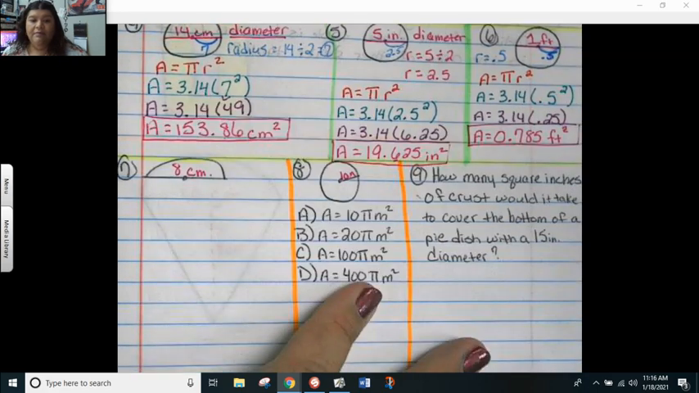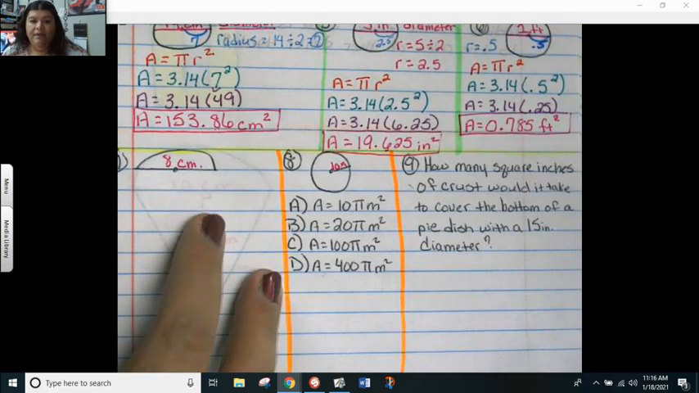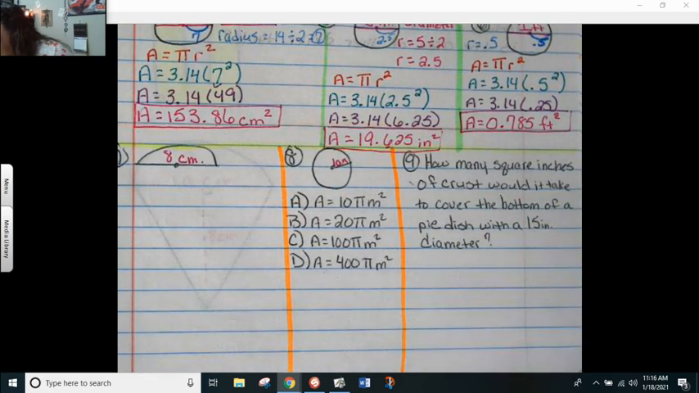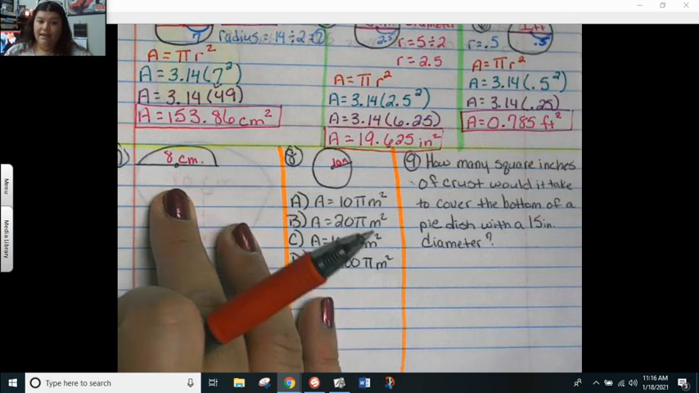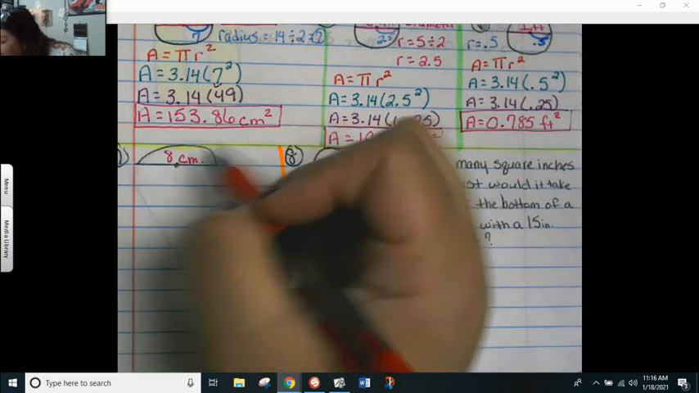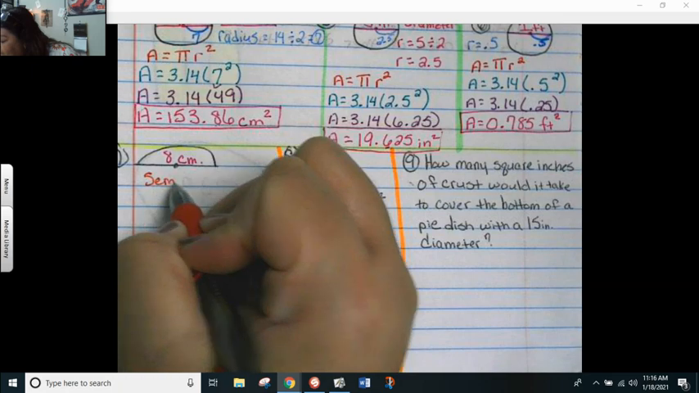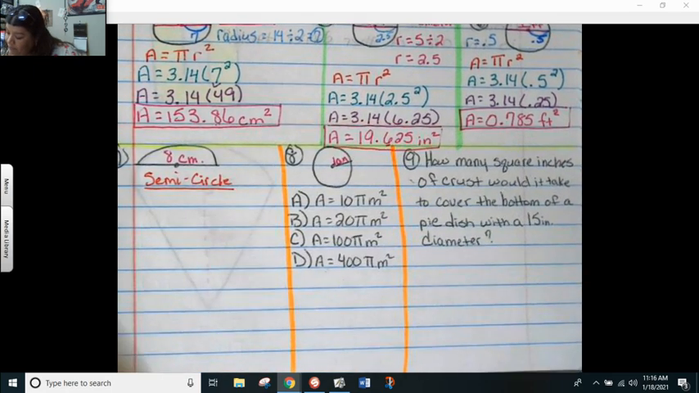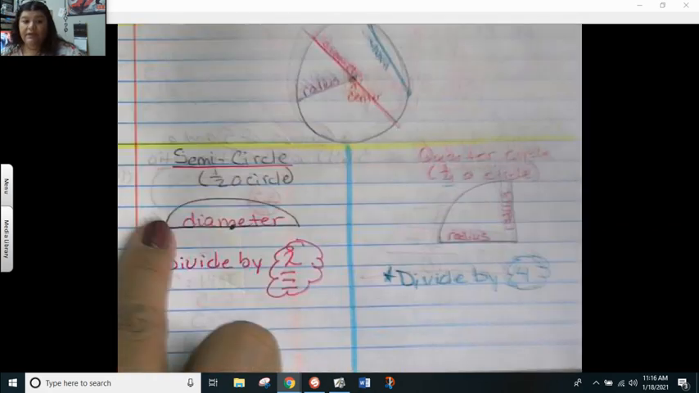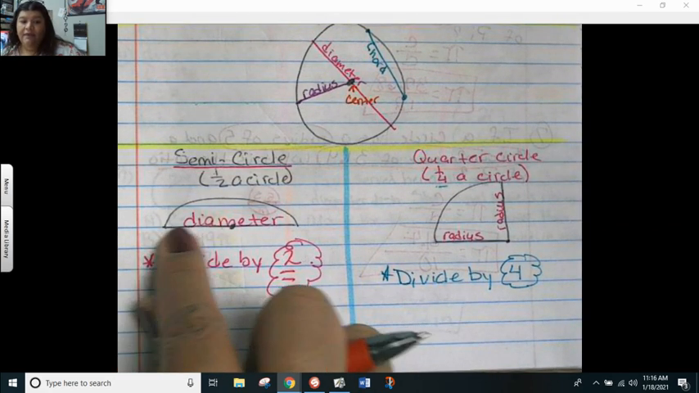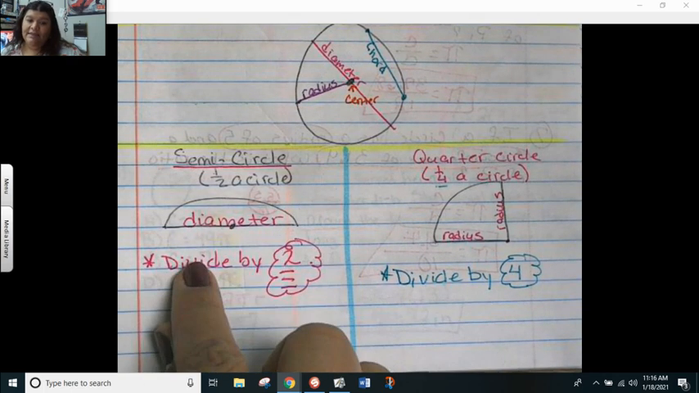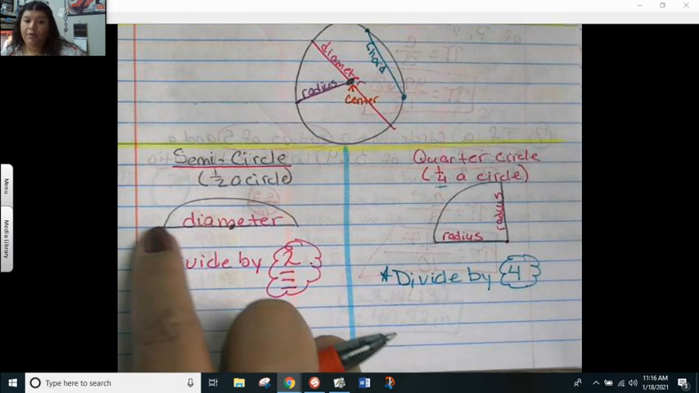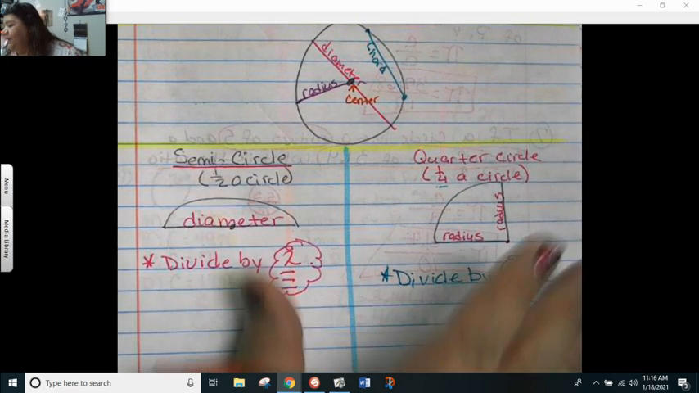Okay, go ahead and copy number 7 down. All right, and press play when you're ready. Now, this again is our semicircle, okay? Now, if you remember the semicircle, here it is. It gives you the diameter, plus it tells me that I have to divide my answer by 2. I have to divide by 2. But more importantly, this is the diameter, okay?